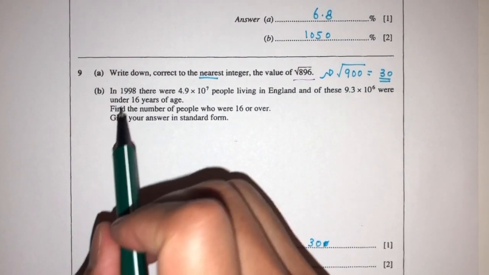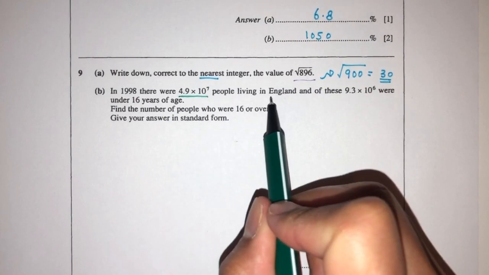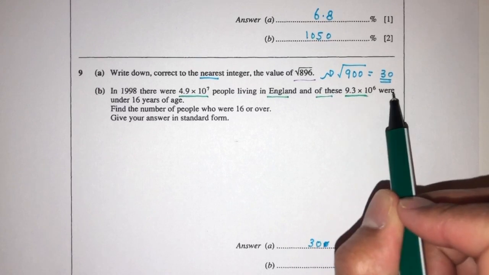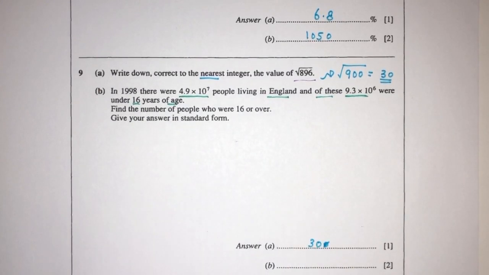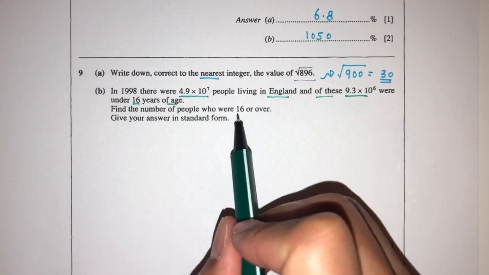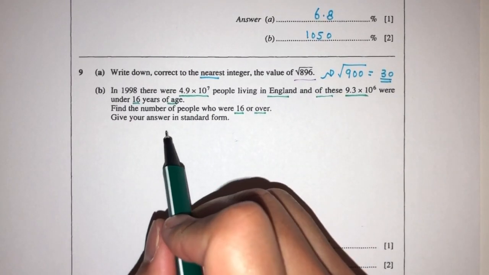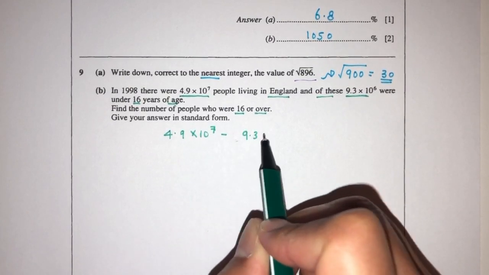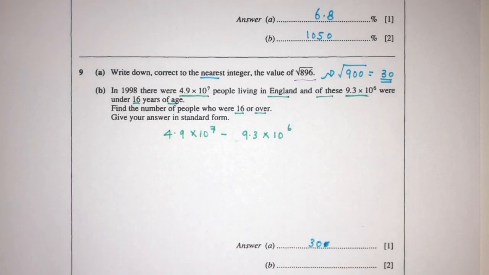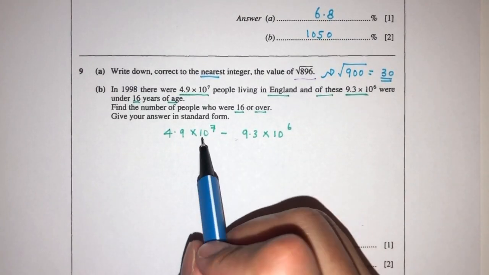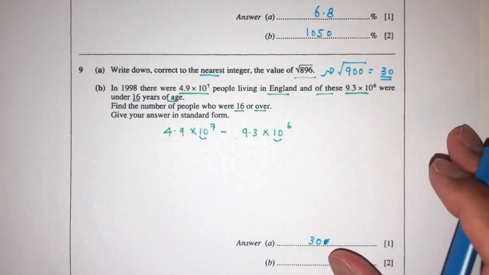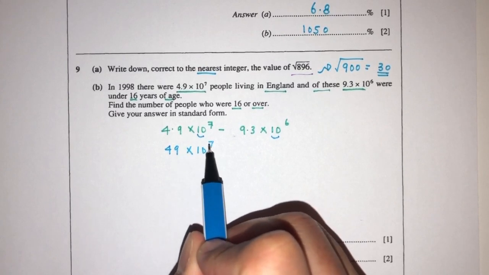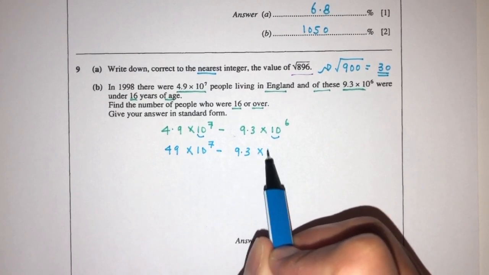Now for part B, in this year, there were this many people living in England. And of these, this much were under the age of 16. Find the number of people who were 16 and over. So pretty easy. We have to take this minus the people who are under the age of 16. Now, when we do minus or plus in standard form, we have to look at the powers. The powers are different, so we have to make them the same. So let's make it 49 times 10 power 7 minus 9.3 times 10 power 6.